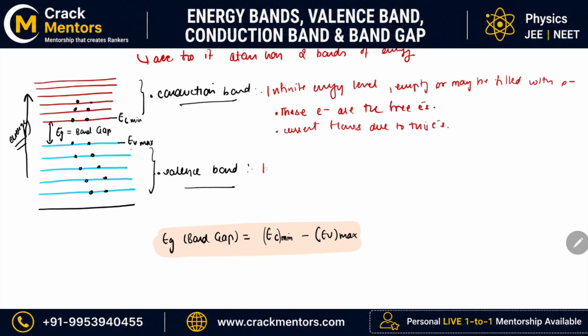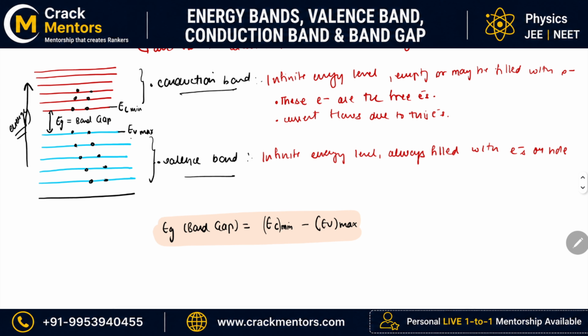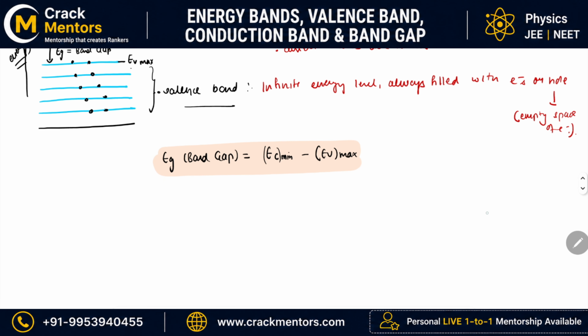Talking about the valence band, these are also infinite energy levels. These are always filled with electrons or holes. What is this new term, hole? Holes are basically empty spaces for electrons. Let us say that here there was an electron, and the electron just moved away, so you can see that this is left empty. This is known as a hole. Whenever an electron goes away from a place, that place becomes a hole.